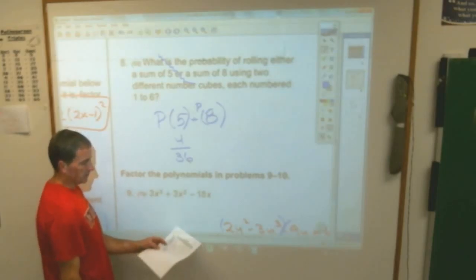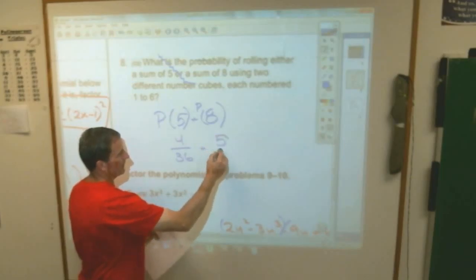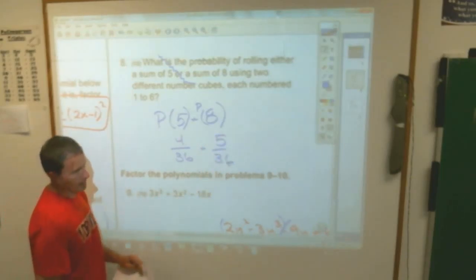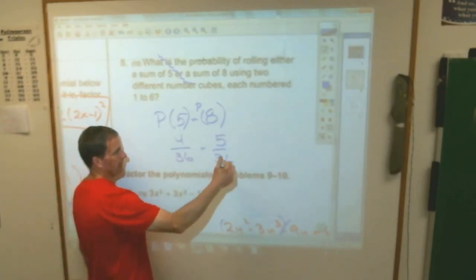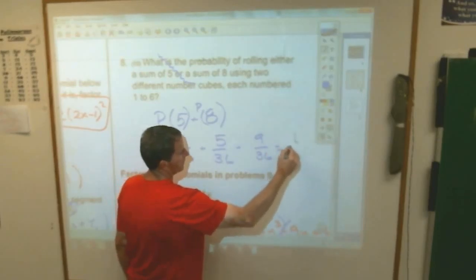How many different ways are there to get 8? 5 out of the 36. So the probability of either of those happening is 9/36 or 1/4.